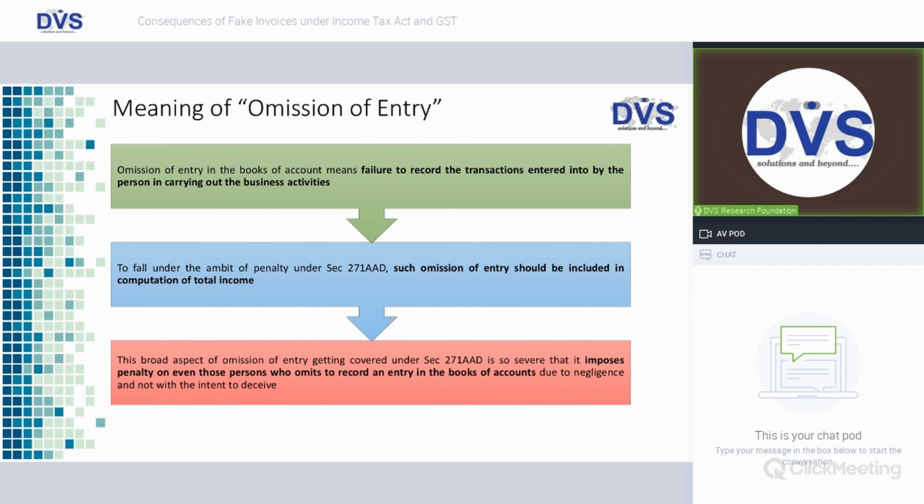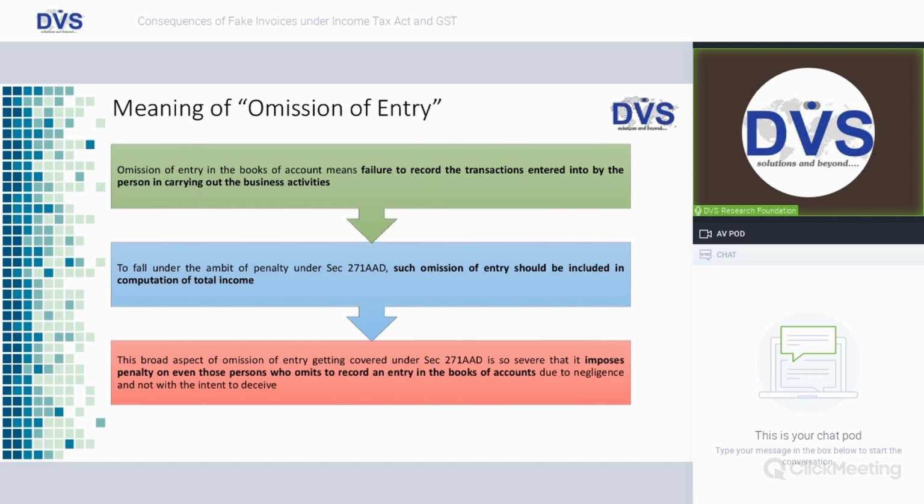Meaning of omission of entry: failure to record the transactions entered into by the person carrying out the business activity. The transaction has been carried out. For example, there is a purchase or a sale transaction which has happened between A and B, and that has not been recorded in the books of accounts of either A or B. That would be regarded as omission of entry.